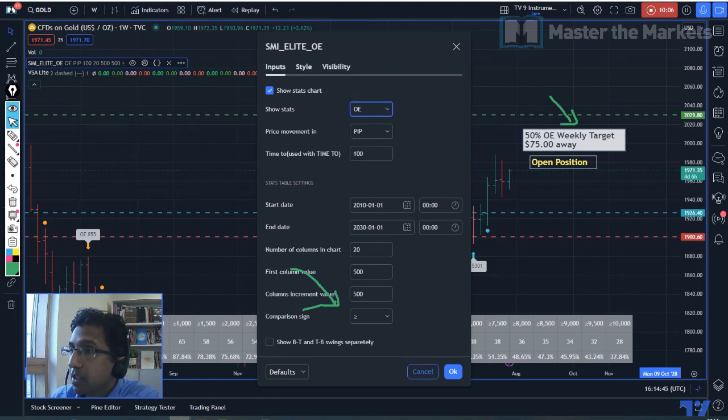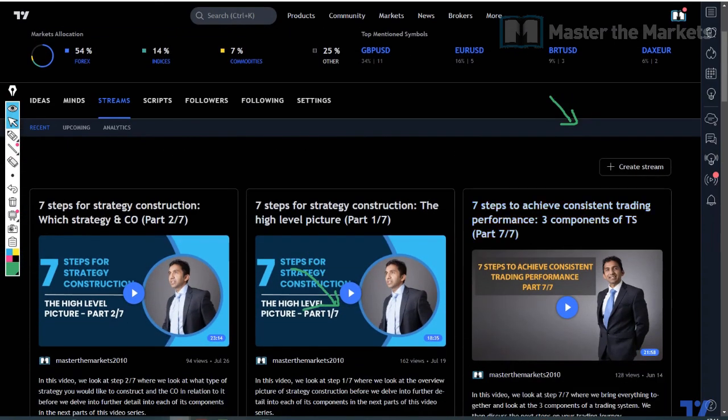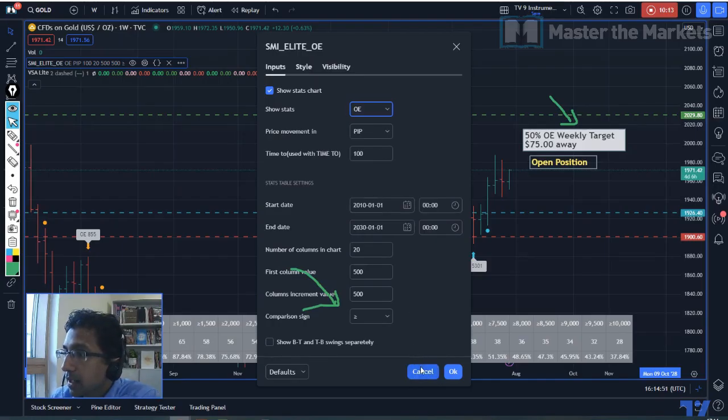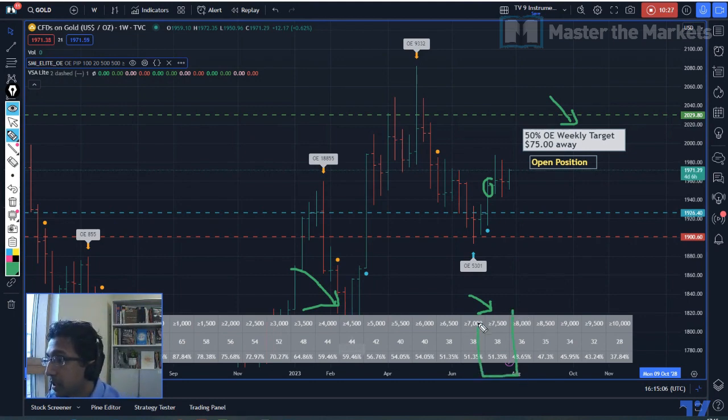I've explained all this in our 7 steps over here under the stream, so check it later. And once I got that, I get this table which will tell me the probability, because trading is all about probabilities, isn't it? It'll tell me the probability that every time I get a dot confirmation, what's the probability for it to get to a certain amount of distance. So it told me that 50% of the time we'll get to 7,500, nearly, right? 51.35. And that's what we have done.